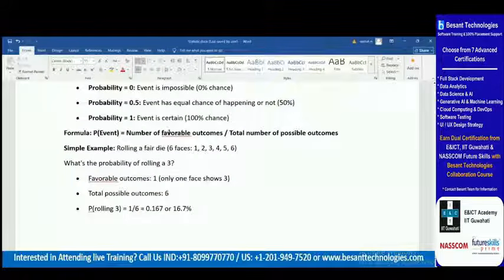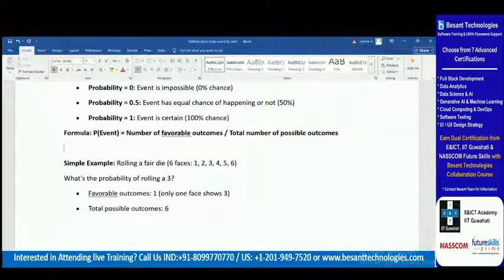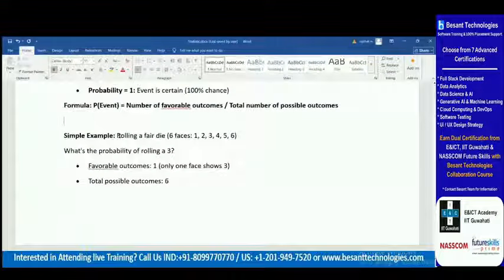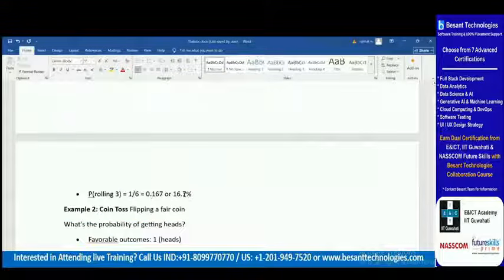The formula is P equals N(A) divided by N(S). N(A) is the event you want, and N(S) is the total sample space. Let's take a simple example: rolling a die, where the possible outcomes are 1, 2, 3, 4, 5, 6. What is the probability of rolling a 3? How many 3s are here? You have one 3, so 1 divided by the total number of outcomes, 6. So 1 divided by 6 is your answer.